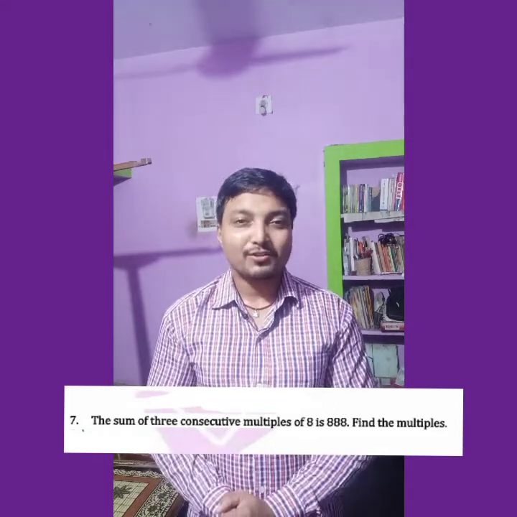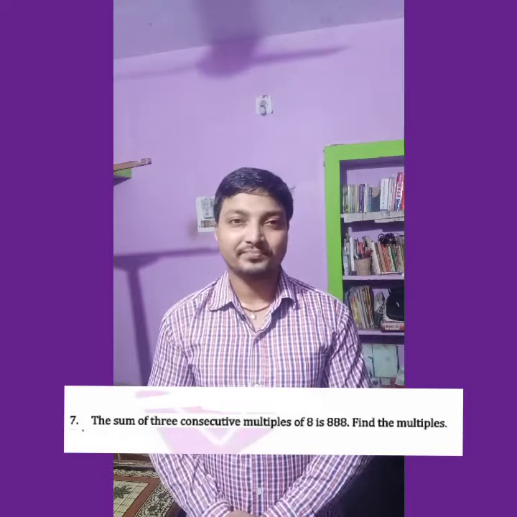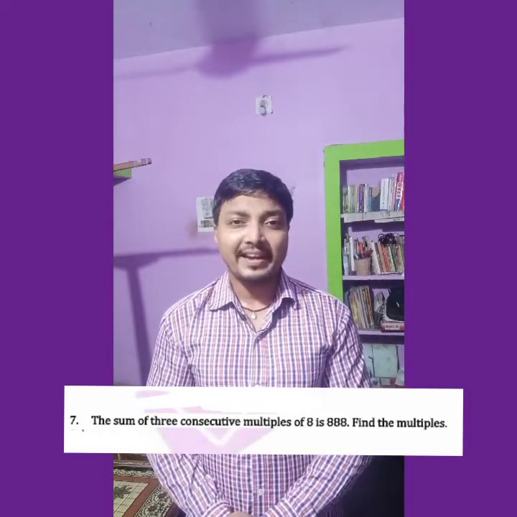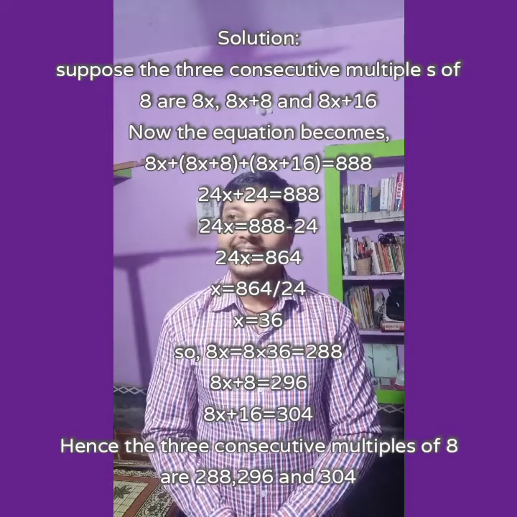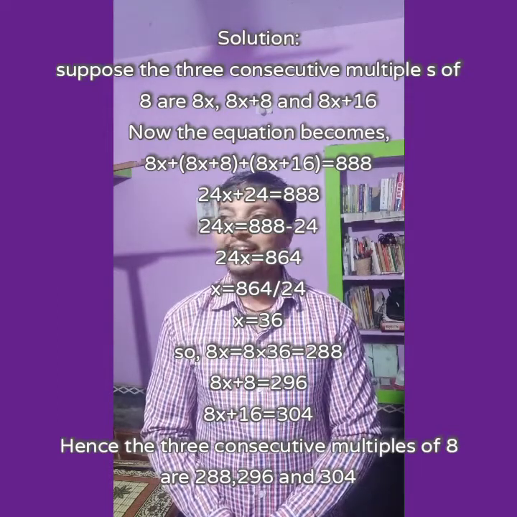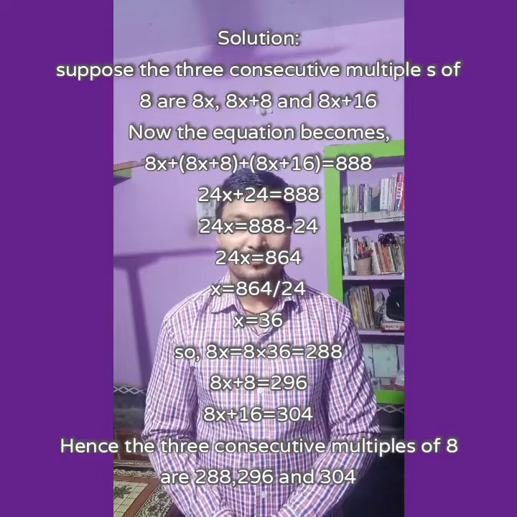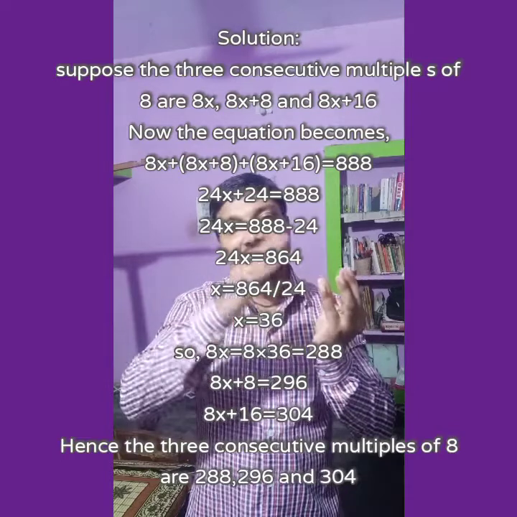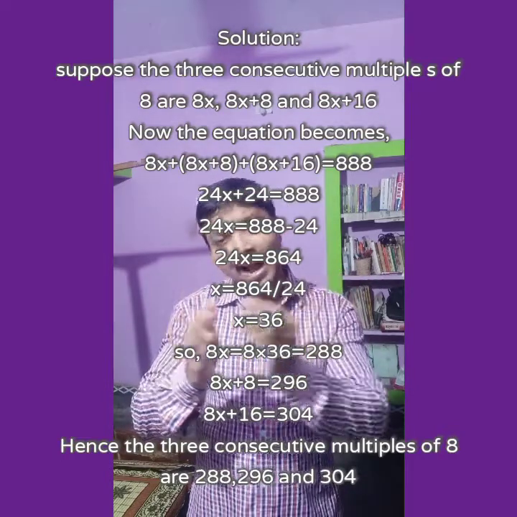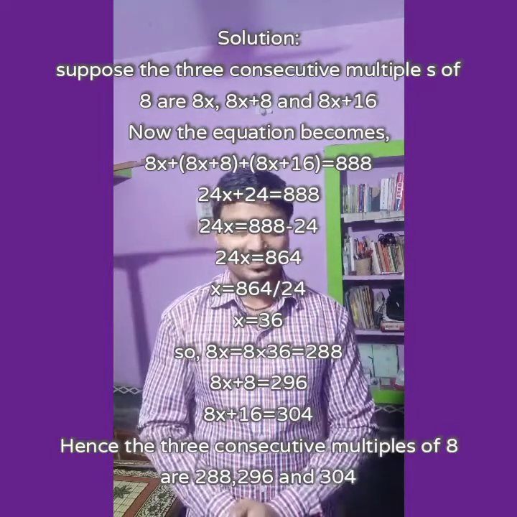Understood or not understood? So it means one can take the first multiple of 8 as 8x. Another one can take it as 8x plus 8. Another one can take it as 8x plus 16. Multiples of 8 means an 8 gap. One is 8x, another is 8x plus 8, another is 8x plus 16.